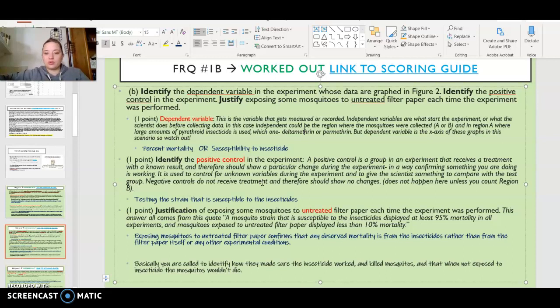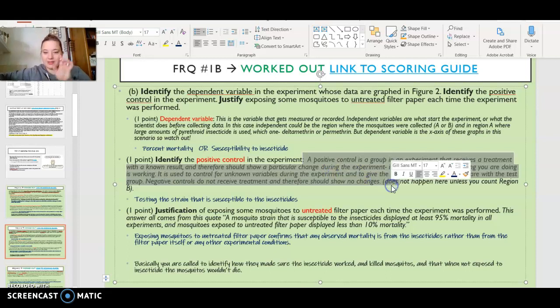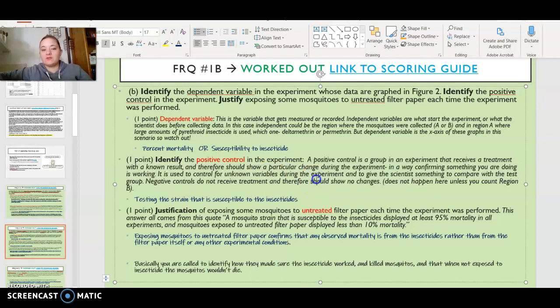So a positive control, I pulled this from the internet, is a group in an experiment that receives a treatment with a known result and therefore should show a particular change in the experiment. It's confirming that what you are doing is working and that the pieces of your experiment are actually working the way that they're supposed to.